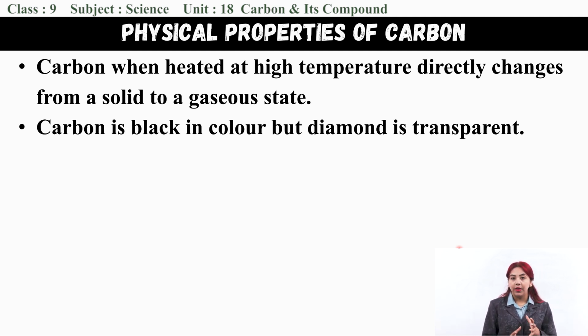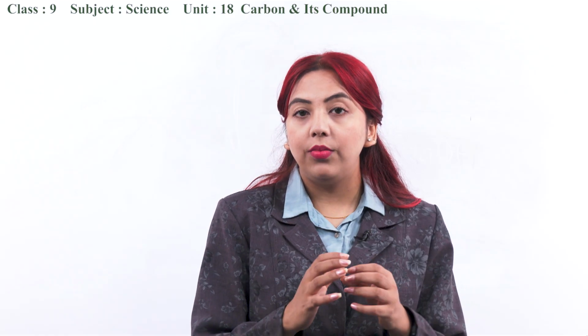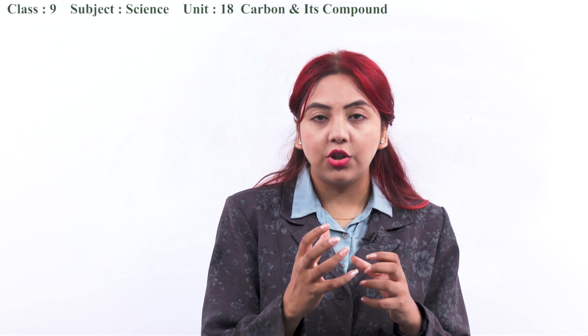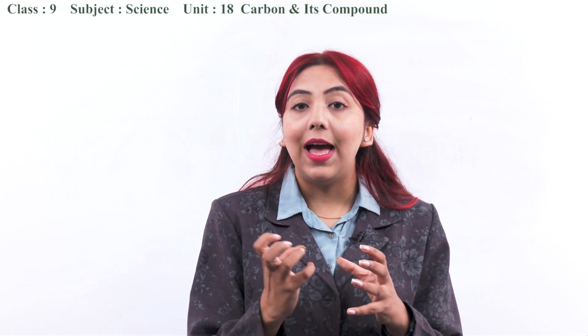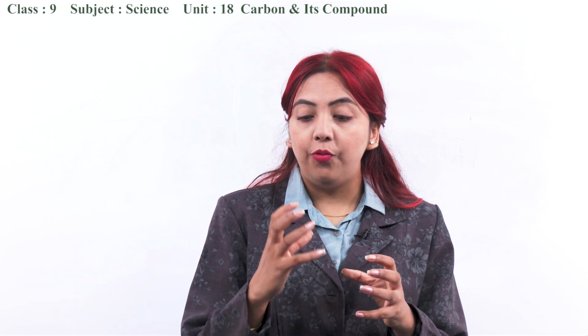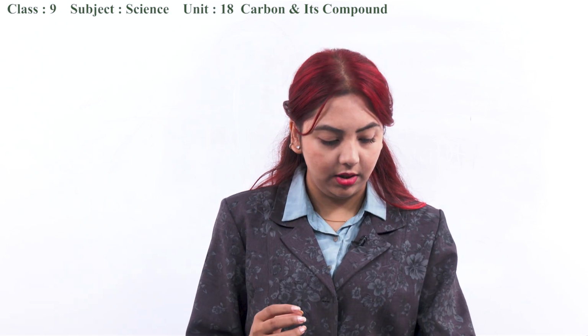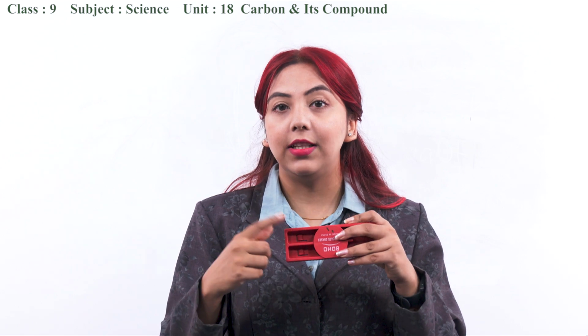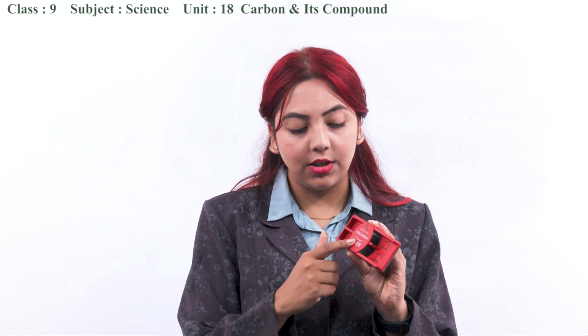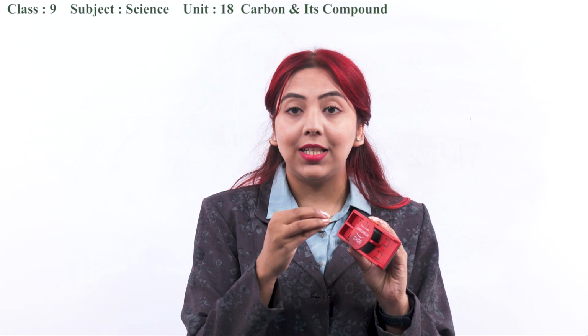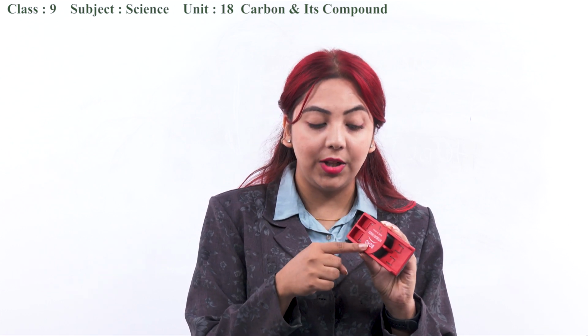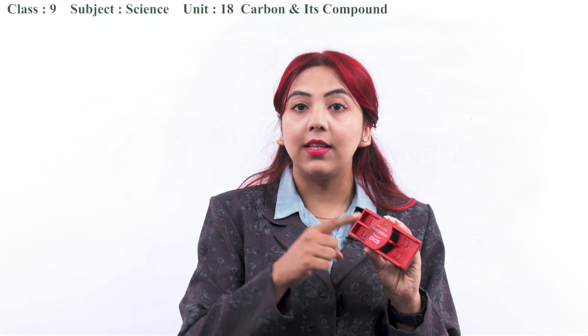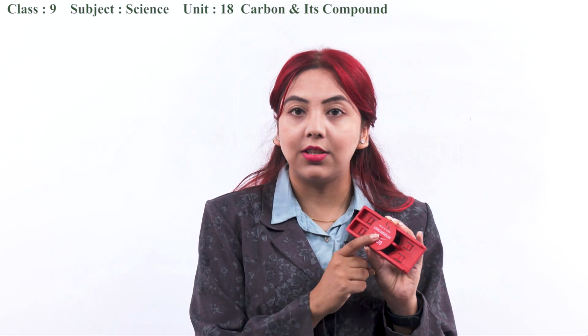Another property is that most forms of carbon are black in color, but diamond is transparent. The main reason for this is the geometrical structure. In most forms of carbon, their geometrical structure allows them to absorb light. For example, you can see that this duster is red in color. Why? Because this duster absorbs all the colors of light present in the visible light except red. It only reflects red color, so we can see that this duster is red.